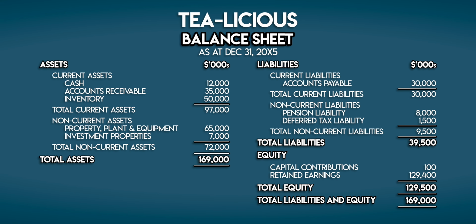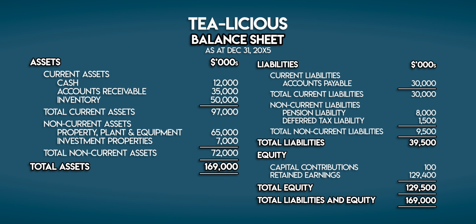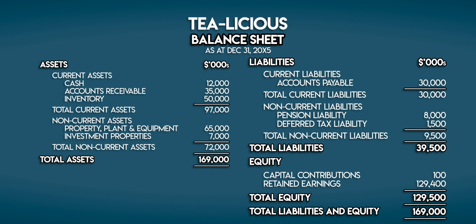In the header, we have the business's name, followed by the name of the financial statement. And directly below that, we have the point in time that we're looking at, a snapshot of December 31st. On the left-hand side of the balance sheet, we have a list of everything the business owns, its assets. And on the right, we have everything the business owes, its liabilities and equity.